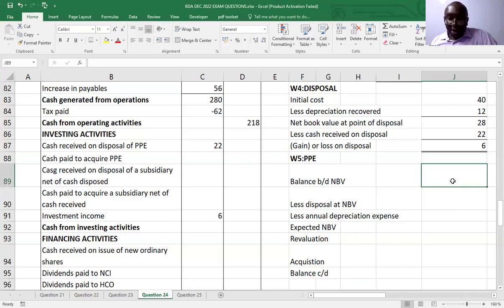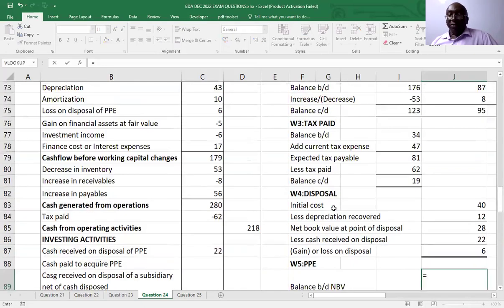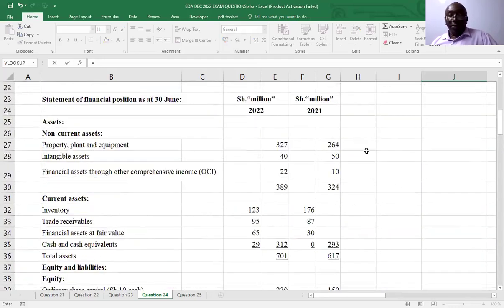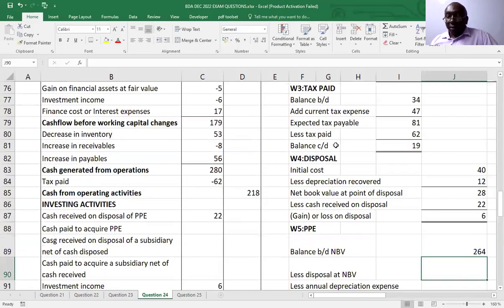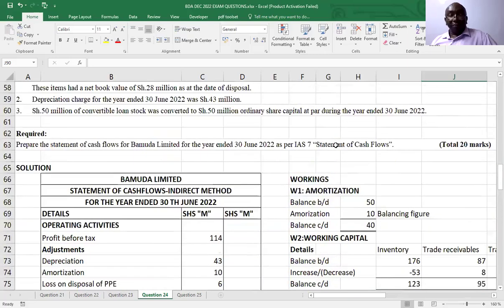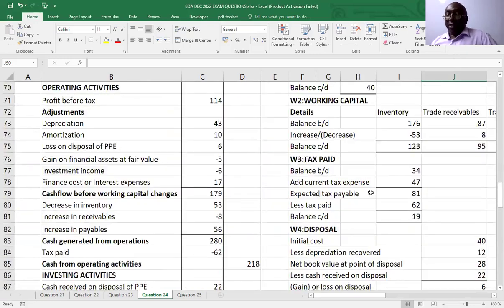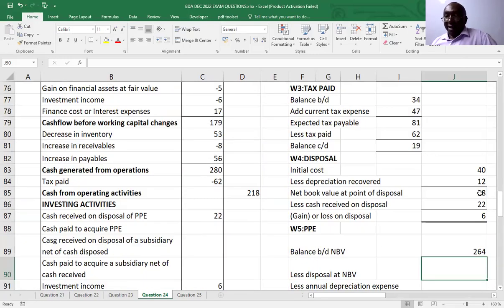Good. So let's now go for that. Balance brought down at net book value for the PPE. Use equals there, then we have 264 here. The disposal at net book value was mentioned here, and so far we already have put it in its independent cell here. So we will just bring it there. Bring it there.